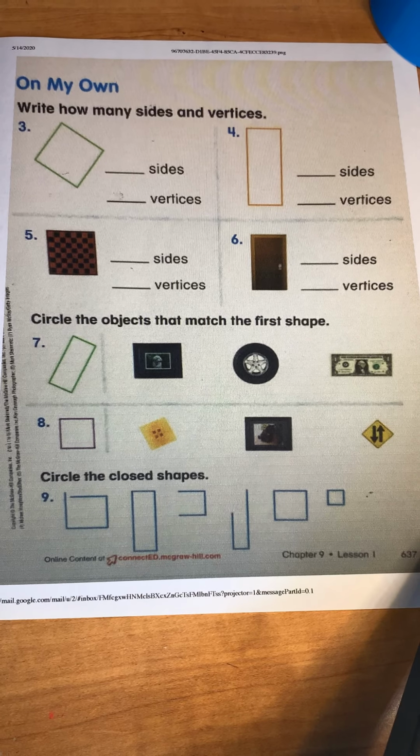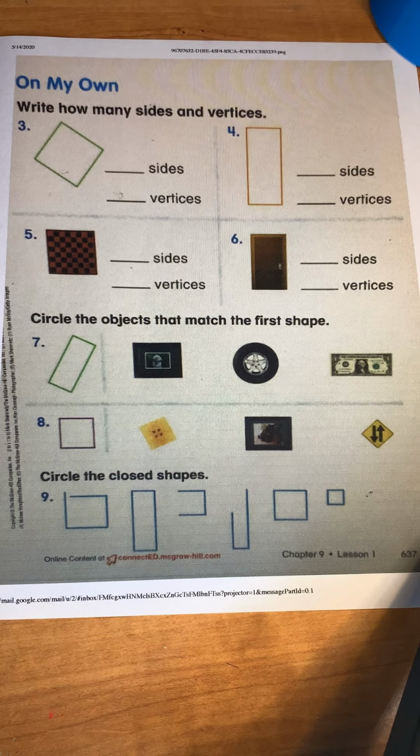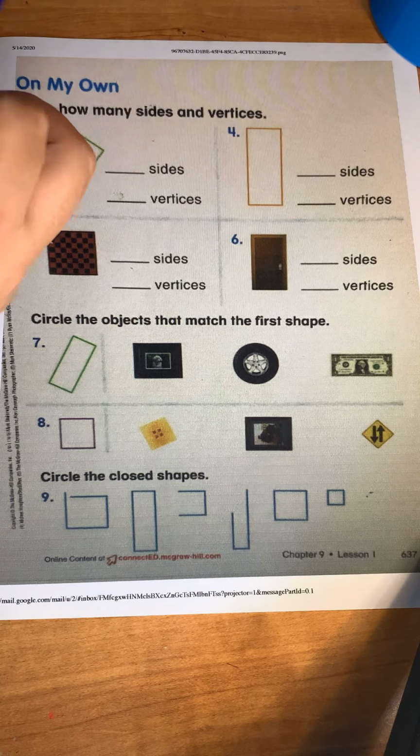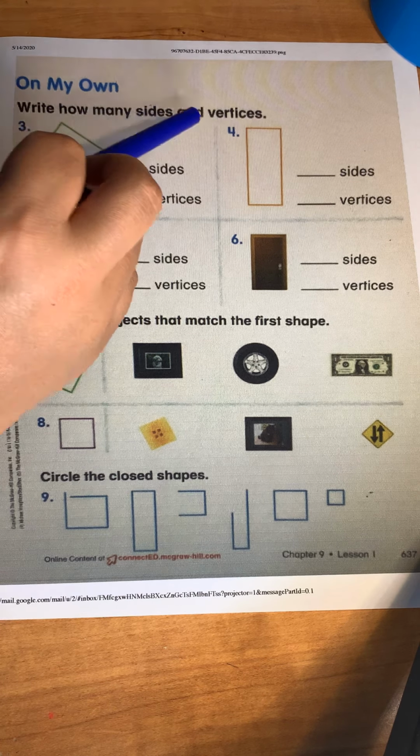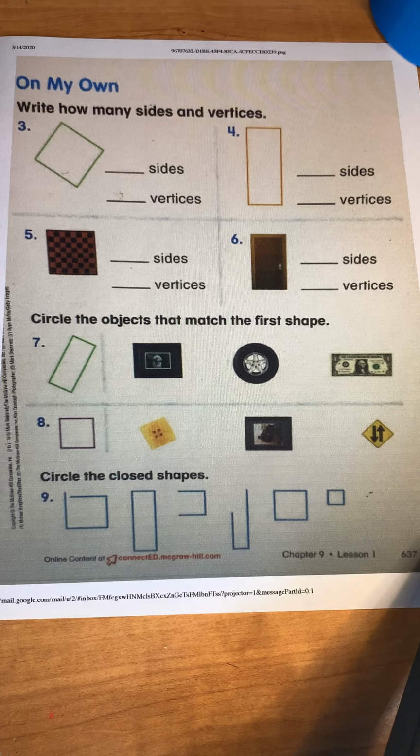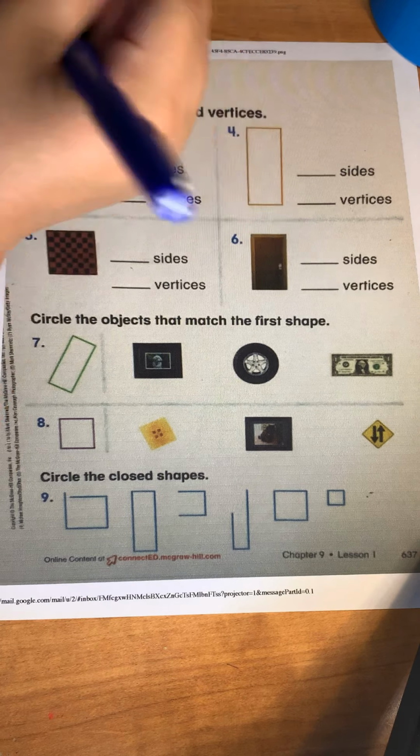Hi students, today we are working on page 637, chapter 9, and this is still lesson 1. So let's go ahead and start off by reading the instructions. The instructions tell us to write how many sides and vertices. So let's go ahead and look at number 3. We need to start off by counting the sides. So please follow along and count with me.